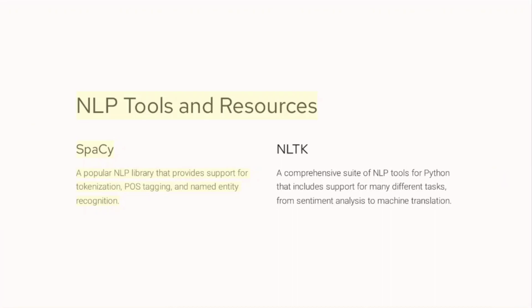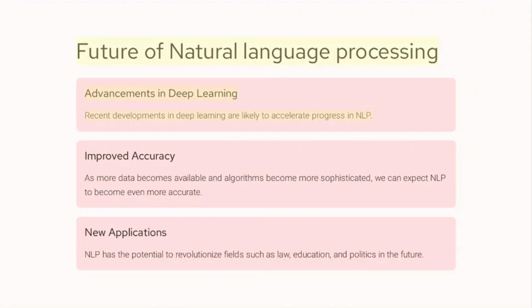NLP tools and resources. spaCy: a popular NLP library that provides support for tokenization, POS tagging, and named entity recognition. NLTK: a comprehensive suite of NLP tools for Python that includes support for many different tasks, from sentiment analysis to machine translation.